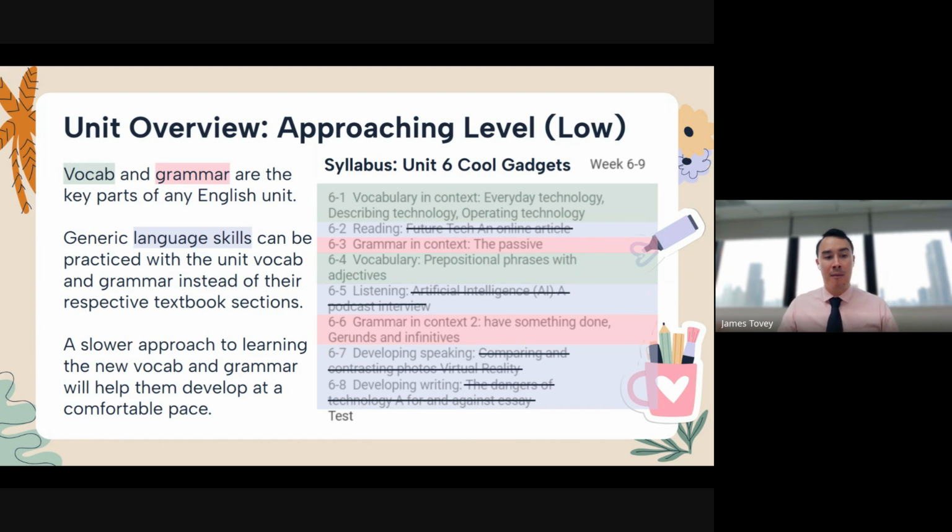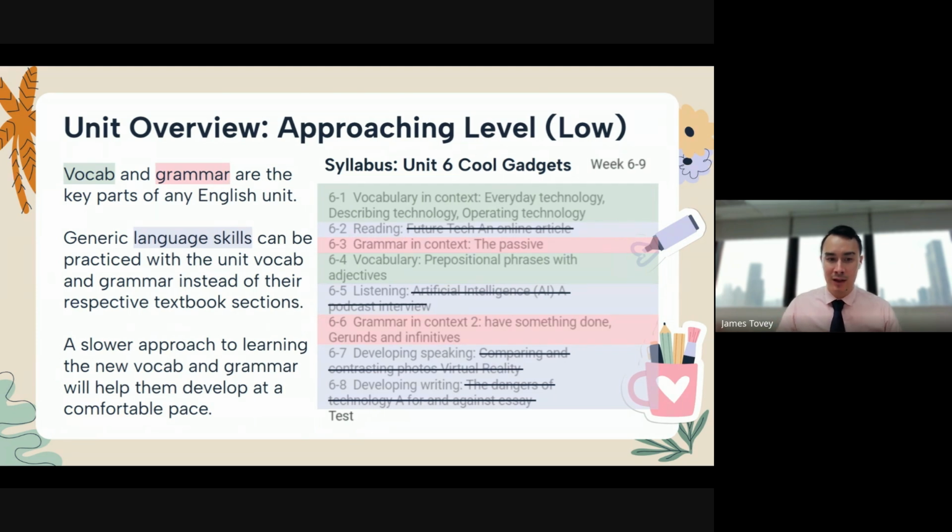So that way, this new vocabulary that they're learning in green, and the new grammar points that they're learning or practicing in red, they're actually still practicing these language skills, but they're doing it with the same content rather than creating new content to practice those skills. So it's a slower approach to learning the vocab and the grammar, because you get to do it twice essentially, but the next time you do it, you're essentially focusing on that language skill, if that makes sense.